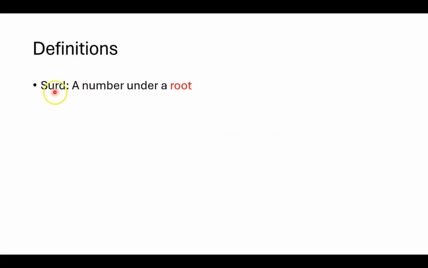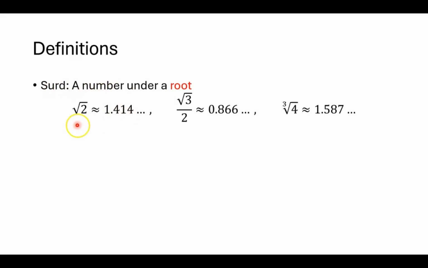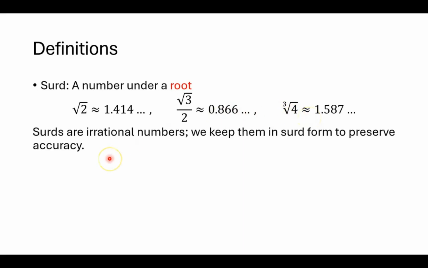It's easy stuff. So a surd is a number under a root. An example is the square root of 2, which is a surd, and the square root of 3 is also a surd. And other than square root, you can also have the cube root of 4, which is also a surd. So most surds are irrational numbers. We prefer to keep them in surd form to preserve accuracy.